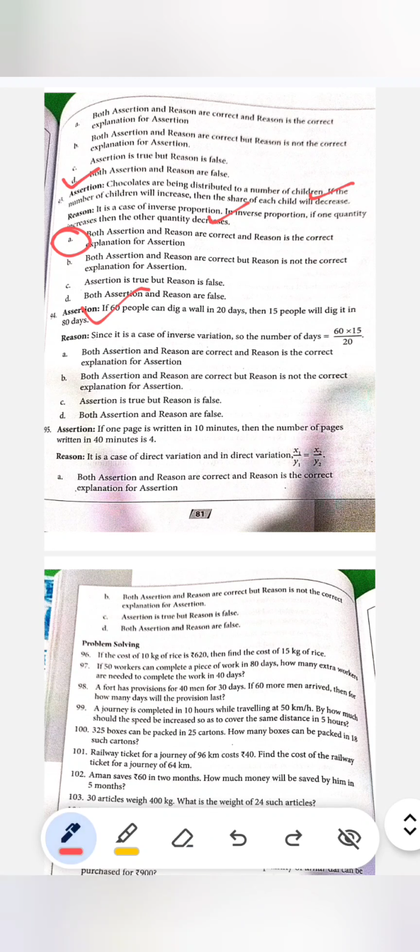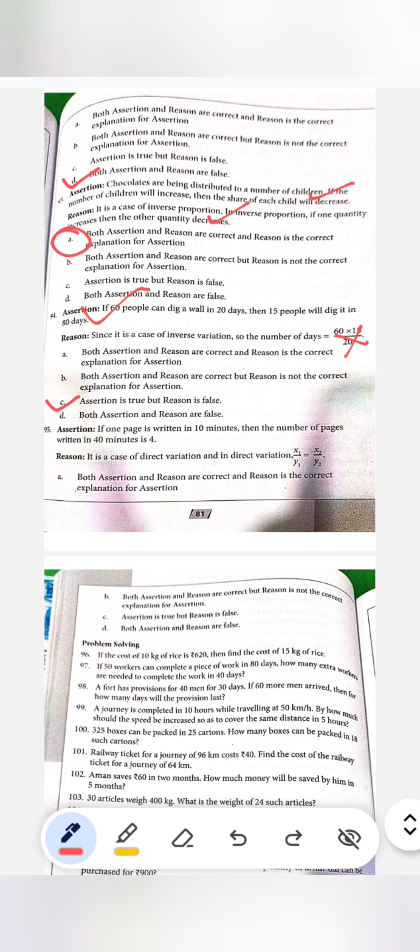Next, since it is the case of inverse variation, the number of days will be 60 into 15 by 20. No, that one is wrong. So here option A is right. Assertion is true but reason is false. So option C is the correct answer.